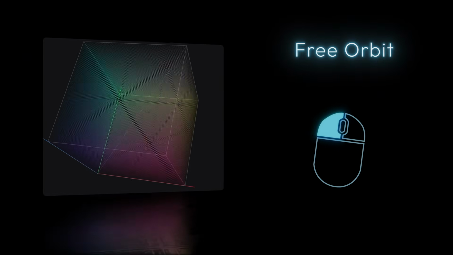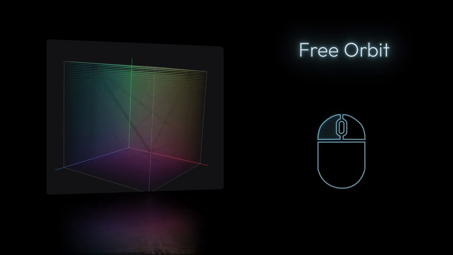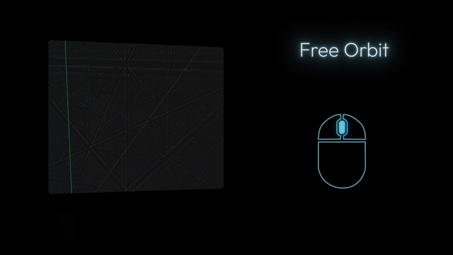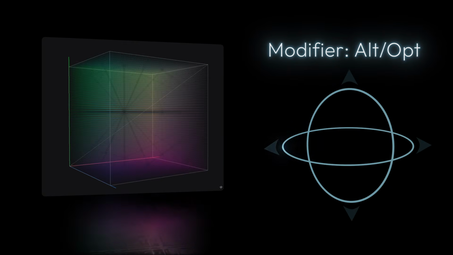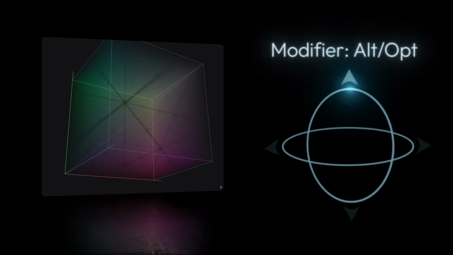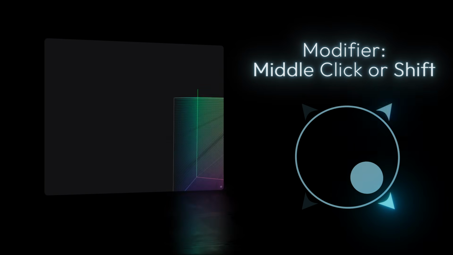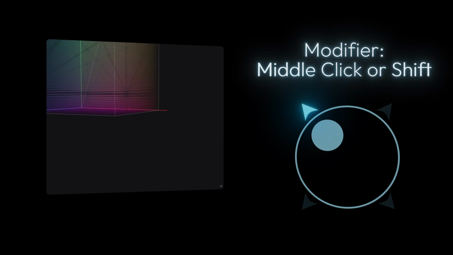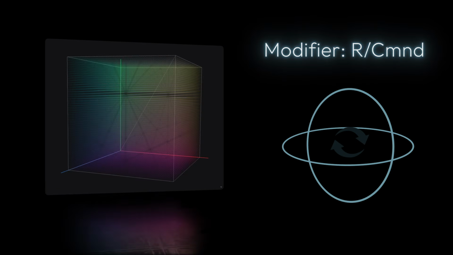Navigating the 3D viewer is simple. Click and drag to orbit around the plot. To zoom in and out, use the scroll wheel, or click and drag with the right mouse button. You can also navigate with a Wacom tablet. Hold Alt or Option on Mac to constrain the rotation to the horizontal or vertical axis for more control. Middle click or hold Shift to pan the view. This moves the orbit center, making it easier to inspect any region from any angle. Hold R or Command on Mac to roll the viewer around the viewing axis.